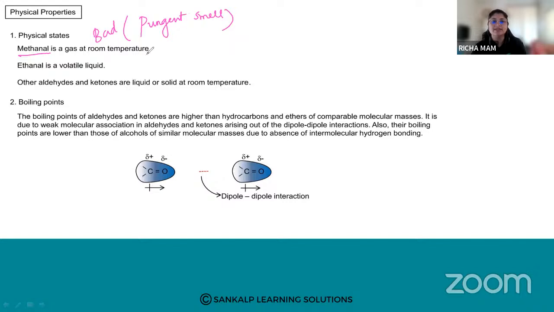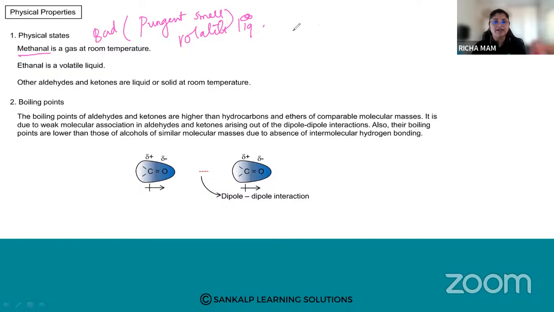And this is a volatile liquid. Volatile liquid means that if you keep it open, it will escape soon, like your acetone bottles, your nail polish remover. If you keep it open, it will evaporate, right? In the same way, a volatile liquid will evaporate soon. So it has a very bad smell and is a volatile liquid.